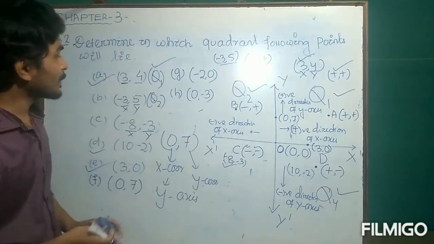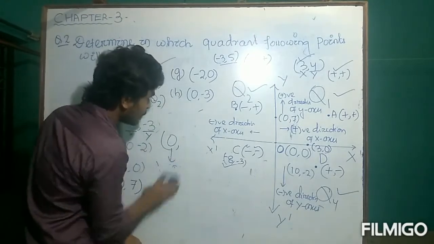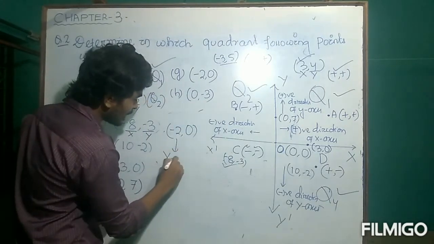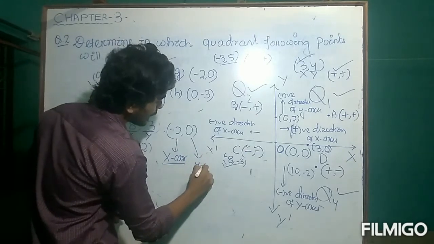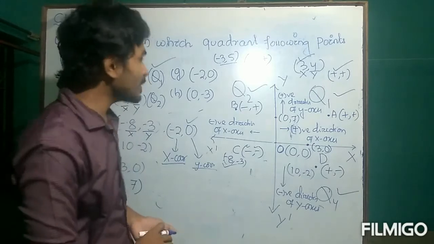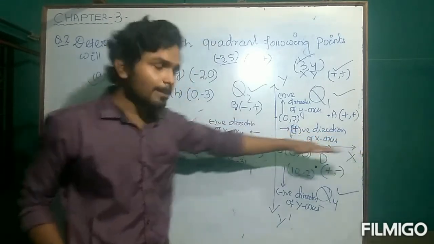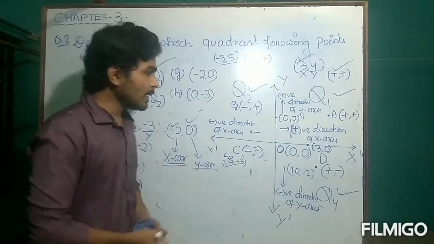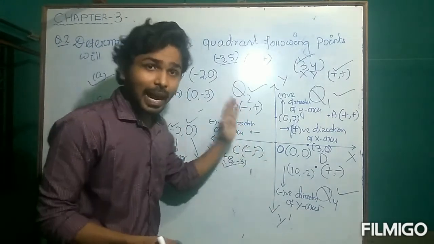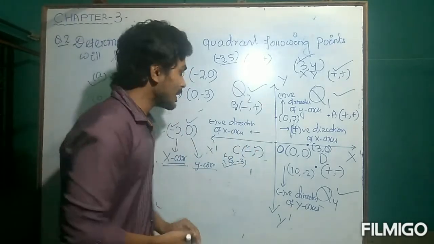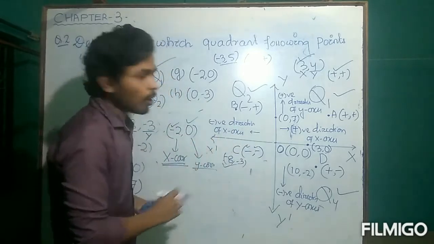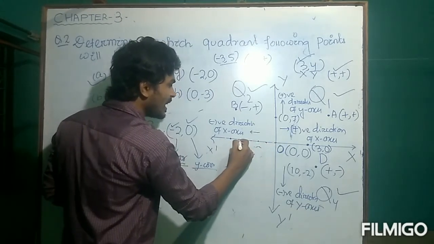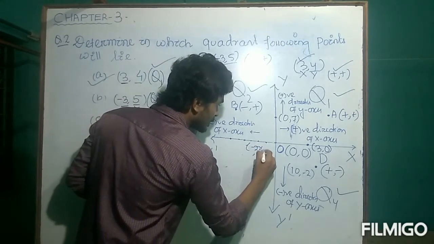Understood? Then G. You have to find in which quadrant or on which axis (-2, 0) will lie. Here this is the x coordinate and this is the y coordinate. Since the y coordinate is 0, we can say this point will lie on the x axis. But here the sign of the x coordinate is negative. Since the sign of the x coordinate is negative, it must lie on the negative direction of the x axis. That means it must lie to the left of the origin, in this direction, anywhere. So this is (-2, 0).